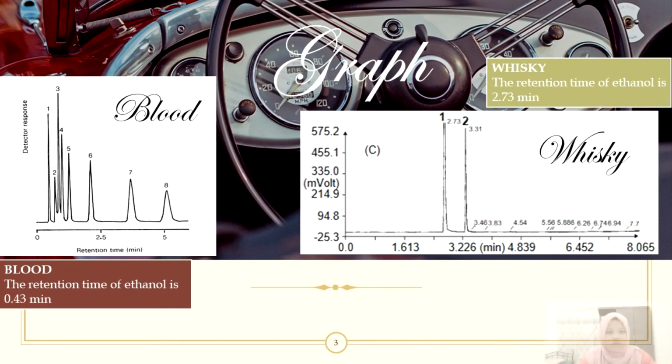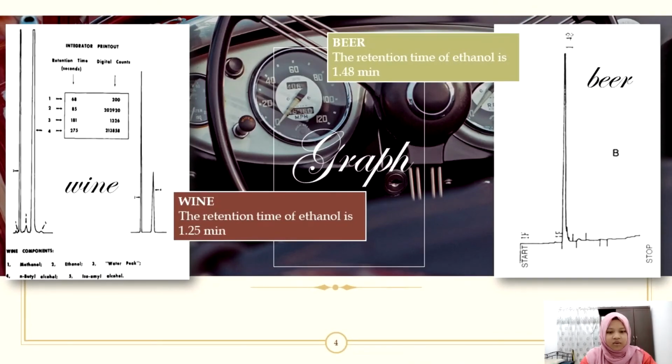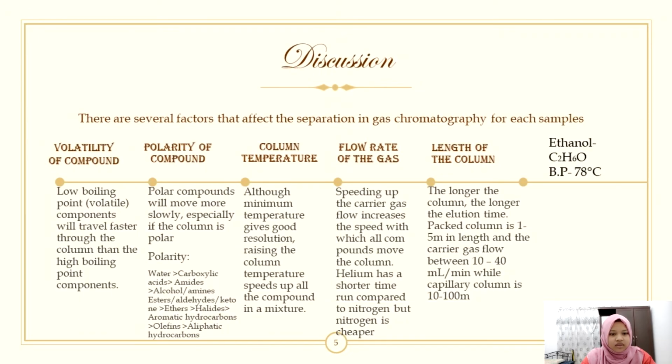So here is the graph for the blood. The retention time of ethanol is 0.43 minutes, and next is the whiskey. The retention time of ethanol is 2.73 minutes. And next is wine. The retention time of ethanol is 1.25 minutes, and for beer, the retention time of ethanol is 1.48 minutes. So next is the discussion.